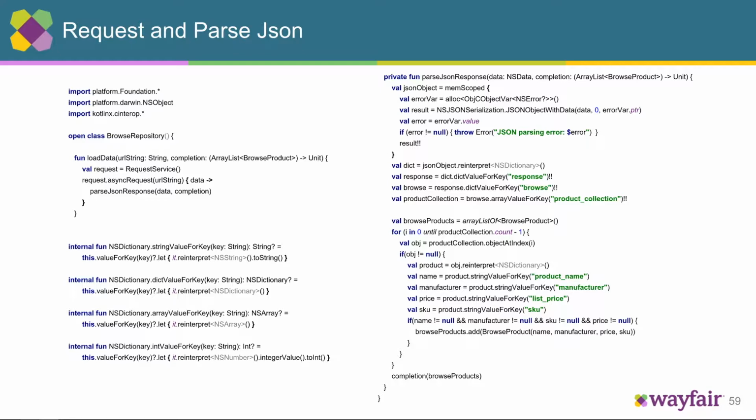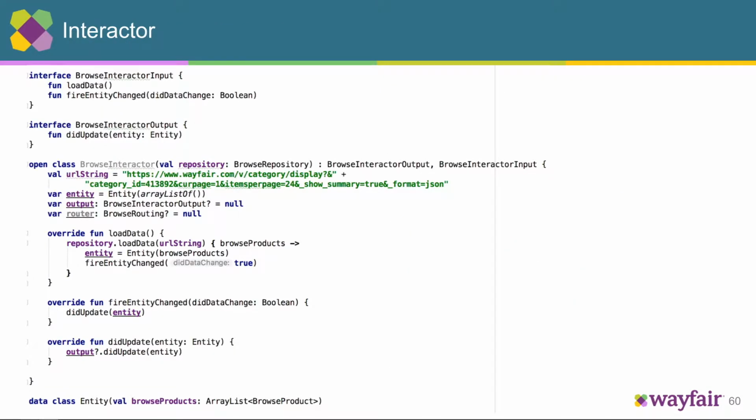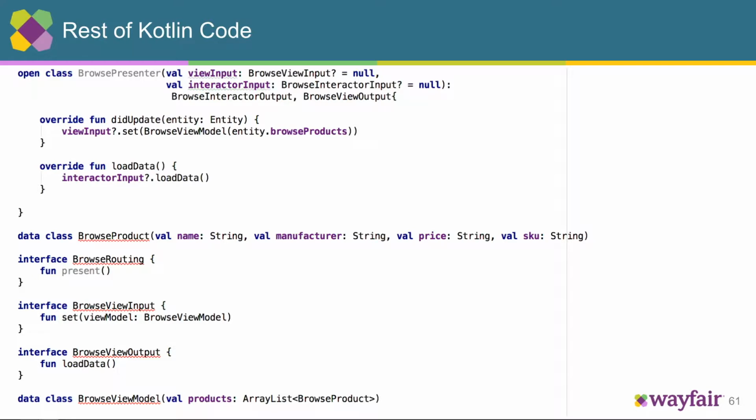And here's where Kotlin really starts to show, which is how we write the rest of our Kotlin code. At this point in the interactor, we're just making this request, and we're getting the closure back, and in there we can do our parsing of JSON, and from there we'll get our entity back, which is basically our data model, because all we have is this browse product array. From there we're passing it into our presenter at the top here, and our presenter for this case is just passing data along to our view controller.